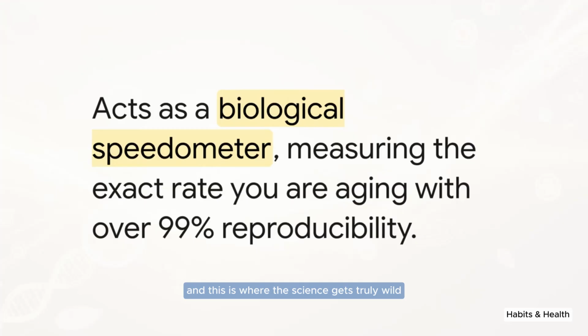And this is where the science gets truly wild. Third-generation epigenetic clocks, like Dunedin pace, actually act as a biological speedometer. They don't just guess your age, they measure the exact rate you are aging at this very moment, with over 99% reproducibility. It literally tells you if your body is aging at a rate of 0.8 biological years for every calendar year, or if you're redlining at 1.2 years. It tells you exactly how fast you are driving toward age-related decline right now.